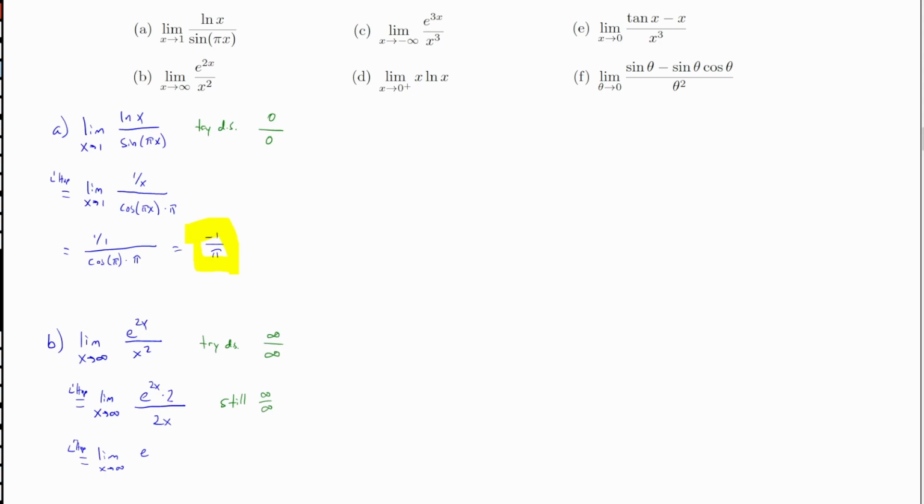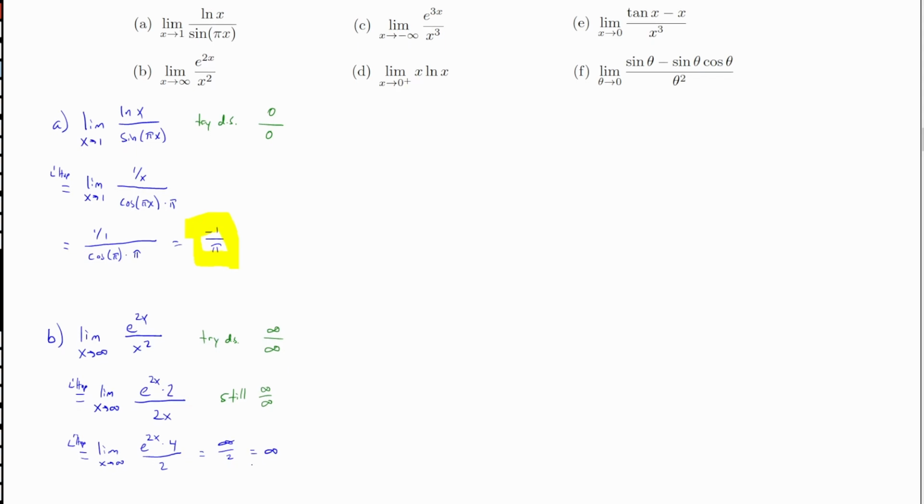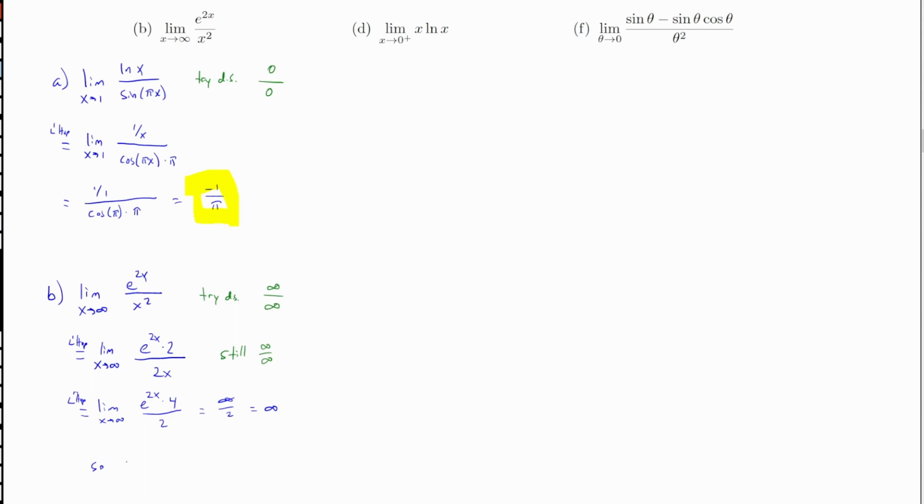So I have the 2 hangs out. The derivative of e to the 2x is e to the 2x times 2. I have that extra factor of 2, so I'll have e to the 2x times 4. In the denominator, the derivative of 2x is 2. And now, when I try direct substitution, I'm going to get infinity over 2, which is infinity. So the limit as x approaches infinity of e to the 2x over x squared is infinity.